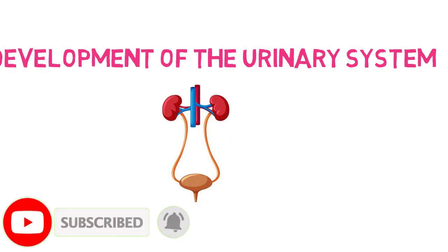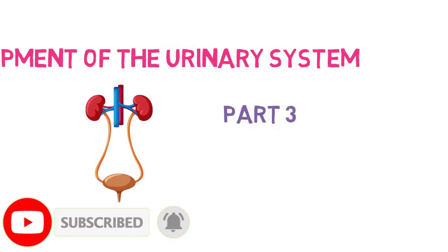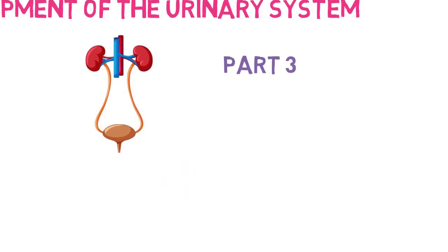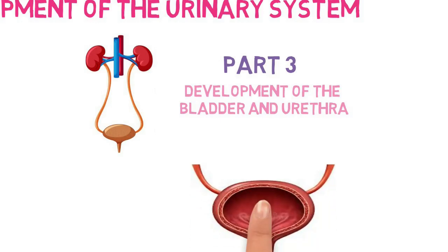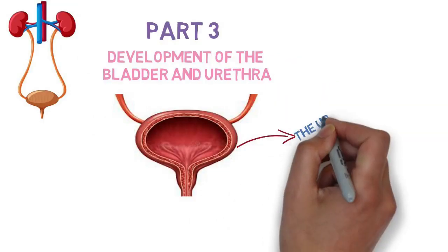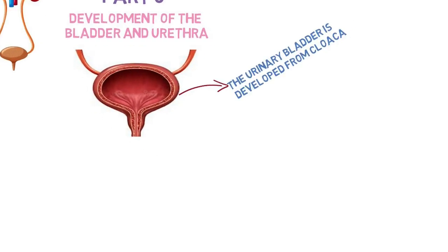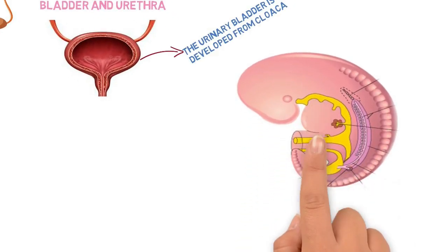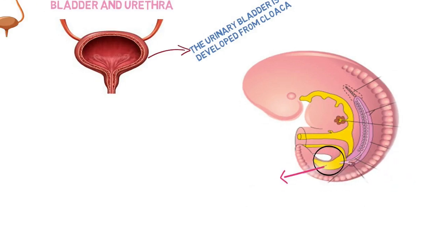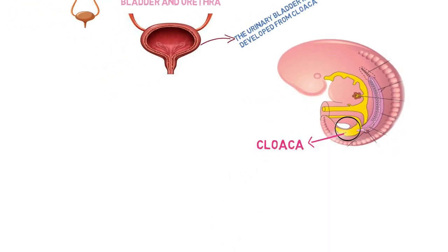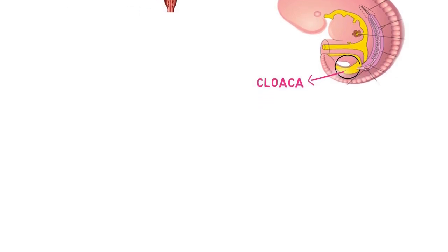So today in this video, we're gonna see part 3, which is the development of the urinary bladder and the urethra. The urinary bladder and the urethra develop from part of the cloaca. If we look at this diagram of an embryo, this part is the cloaca. It is the dilated distal part of the hindgut. So the urinary bladder and the urethra develop from part of this structure.